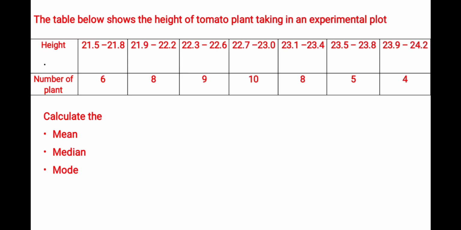In this video, we are going to learn how to calculate the mean, median, and mode of a group data. The table below shows the height of tomato plants taken in an experimental plot. Now we are given the height and the numbers of plants. Let's proceed to calculate the mean, median, and mode.